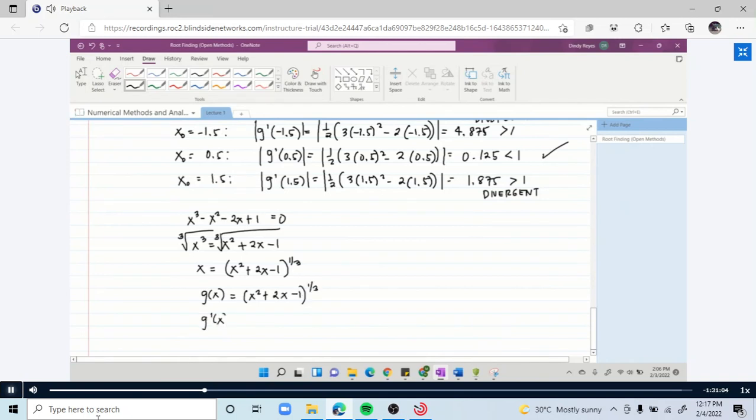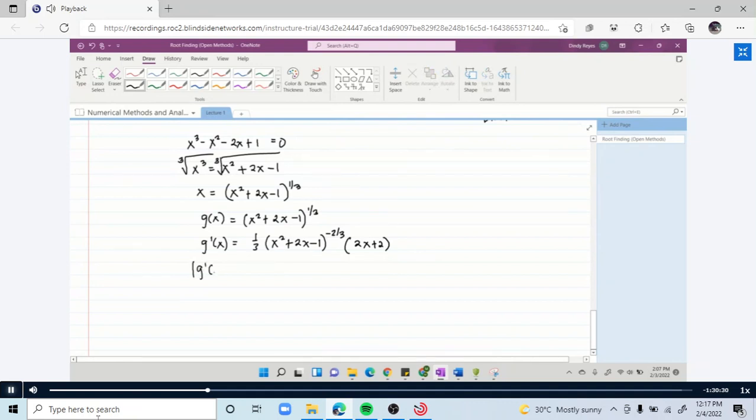Now, we have to get g prime of x, using the chain rule, no? G prime of x is 1/3 of x squared plus 2x minus 1 raised to negative 2/3 times 2x plus 2. This is the derivative of g. Now, you have to check the value of this g prime when x is equal to negative 1.5 and also when it is equal to 1.5. Now, it should converge.